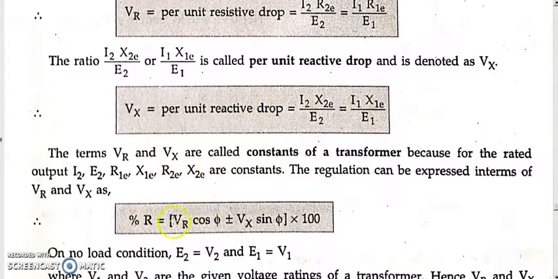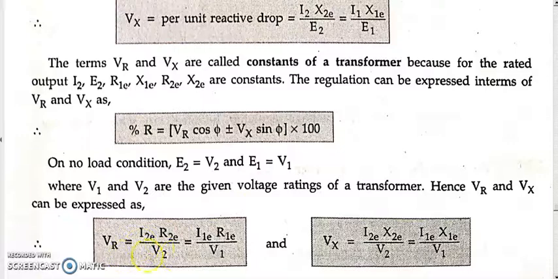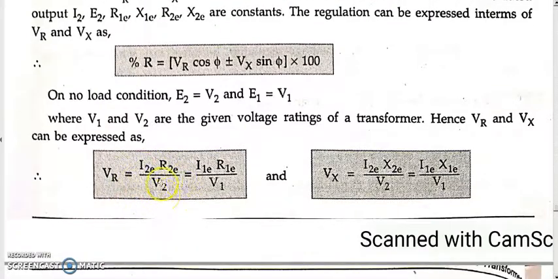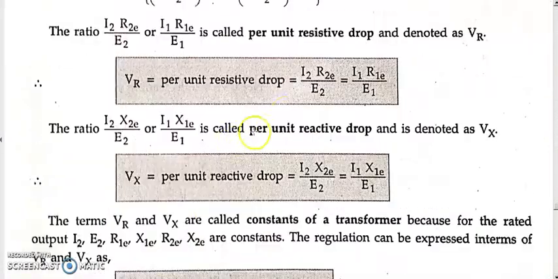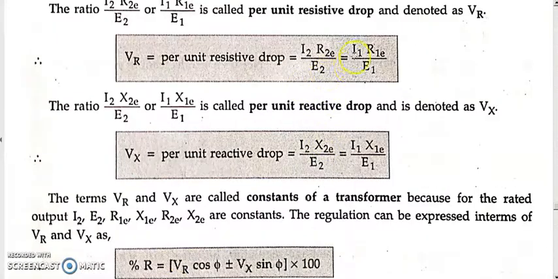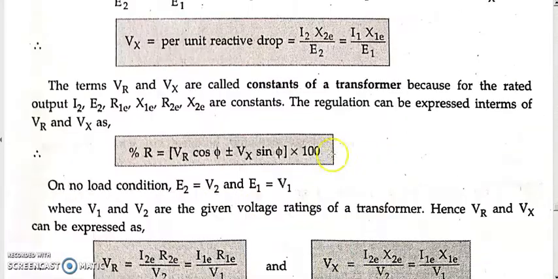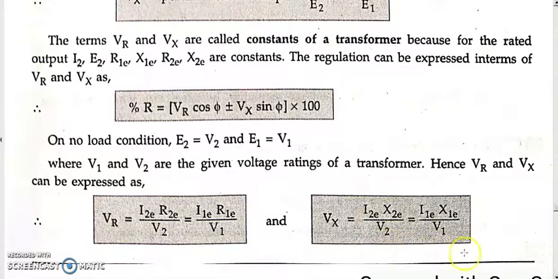So these are the constants of transformer because of the rated values. If I'm considering the rated everything, those things will be constant. Again, like I told you, on no load condition E2 will be equal to V2 and E1 equal to V1. Again it is written in this form also. I2 R2e by E2 equals I2 R2e by V2, everything is rewritten here, and Vx is the same as this. Just replace E2 by V2 and E1 by V1.